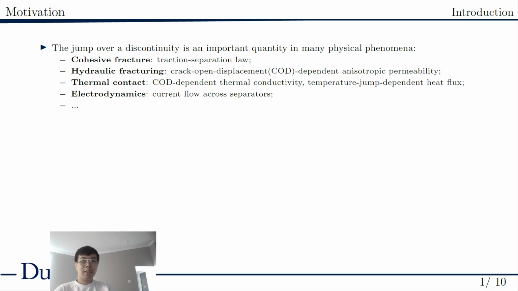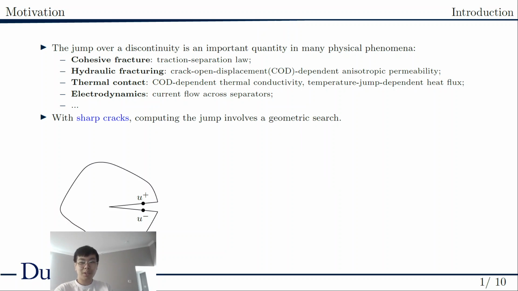And in thermal contact, we have COD dependent thermal conductivity and temperature jump dependent heat flux. And in electrodynamics, we will need to know the distance between the separators and the jump in the electric field to compute the redox condition or the Butler-Volmer jump condition. The list goes on. The idea is that the jump is an important quantity.